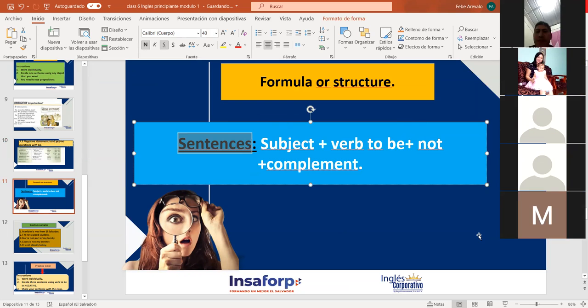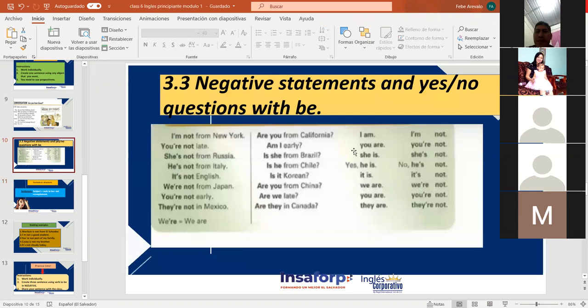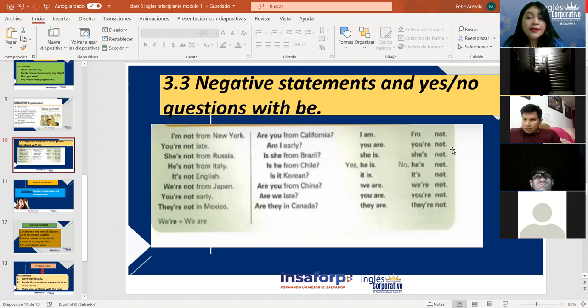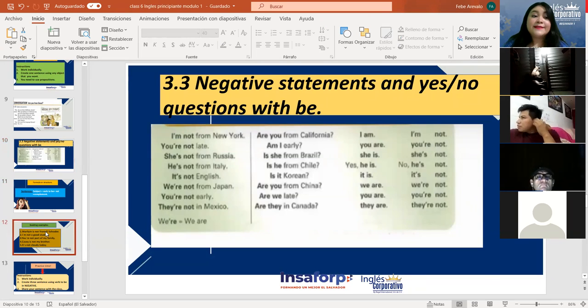A ver, ¿quién me puede leer la estructura? Let me have Magdalena Benítez, please. Subject plus verb to be plus not plus complement. Excellent. Thank you very much. Right? Entonces tenemos el subject plus verb to be plus not plus complement. Listen, escuchen. Aquí yo no puedo poner no, I'm no. No puedo poner eso. Esa T de ese not, it's mandatory, right? Ese negativo tiene que estar como not. También en la pronunciation, es necesario que la hagamos.